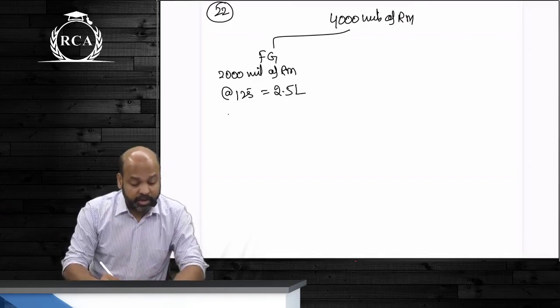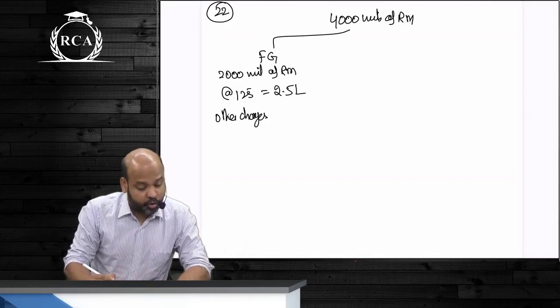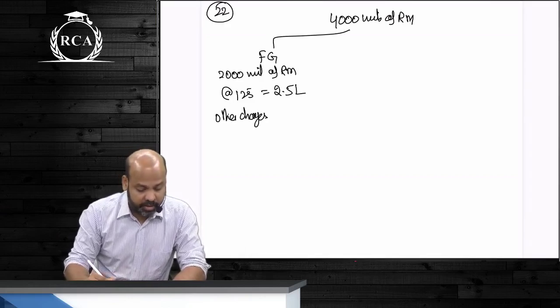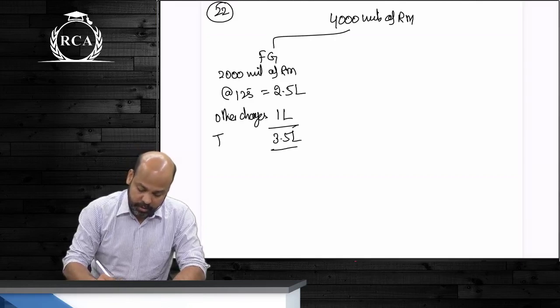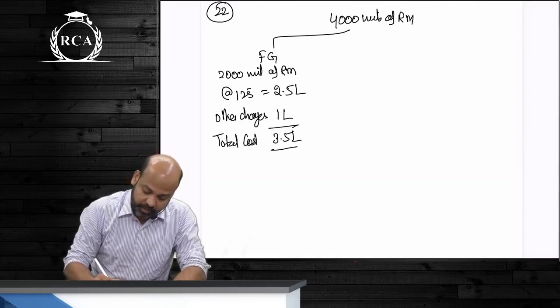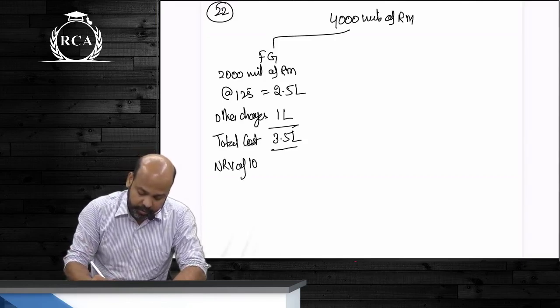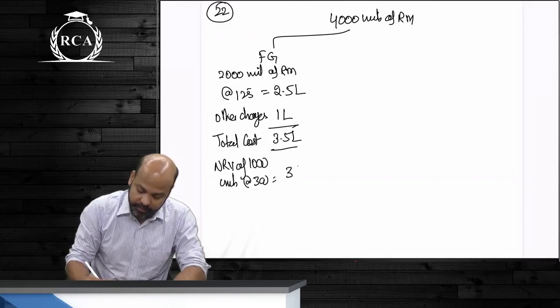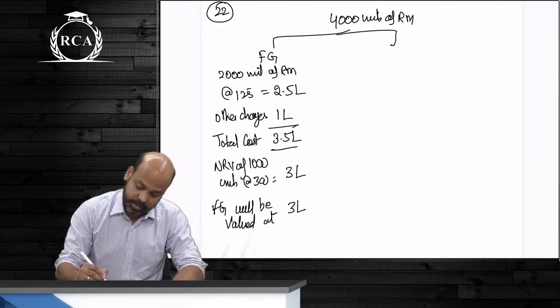Look and tell, what are the other charges? Finished goods, labor and overheads. Are they in the 1 lakh? Total cost is 3 lakh 50,000. Yes or no, guys? What is the NRV of those 1,000 units produced? At 300 rupees, 3 lakhs. Finished goods will be valued at? Are finished goods sold at loss? Because finished goods are expected to be sold at a loss.